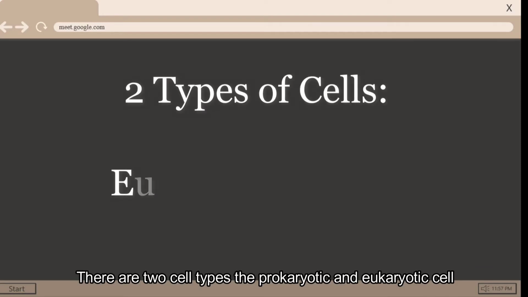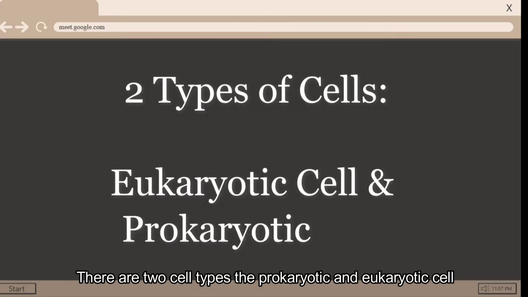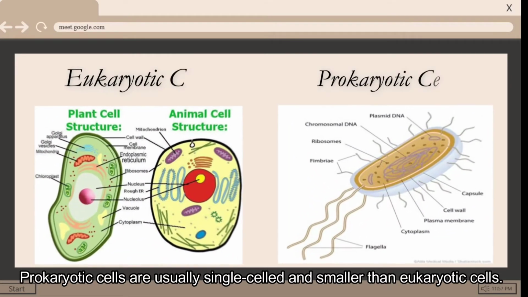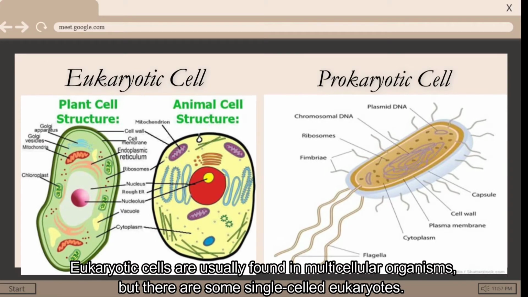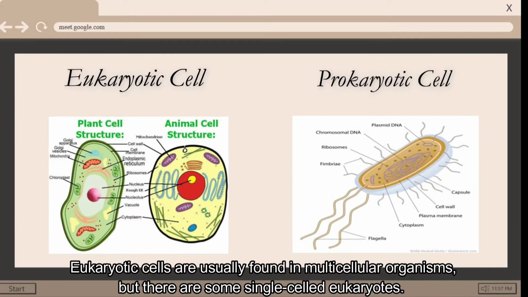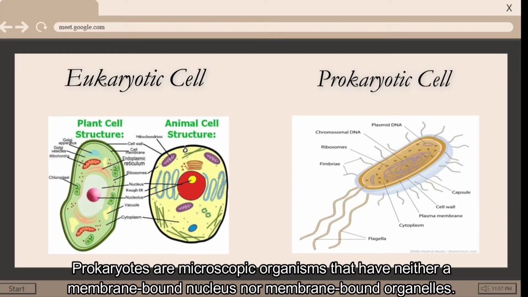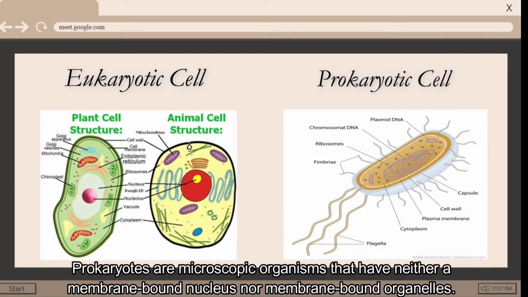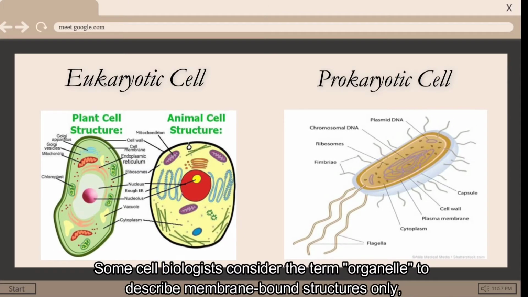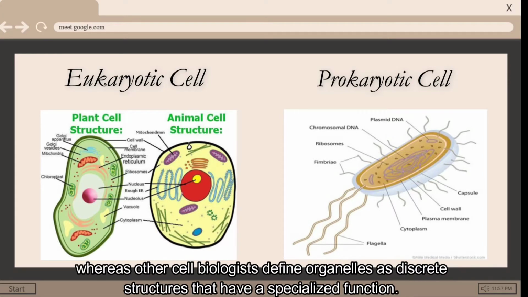There are two cell types, the prokaryotic and the eukaryotic cell. Prokaryotic cells are usually single-celled and smaller than eukaryotic cells. Eukaryotic cells are usually found in multicellular organisms, but there are single-celled eukaryotes. Prokaryotes are microscopic organisms that have neither a membrane-bound nucleus nor membrane-bound organelles. Some cell biologists consider the term organelle to describe membrane-bound structures only, whereas other cell biologists define organelles as discrete structures that have a specialized function.